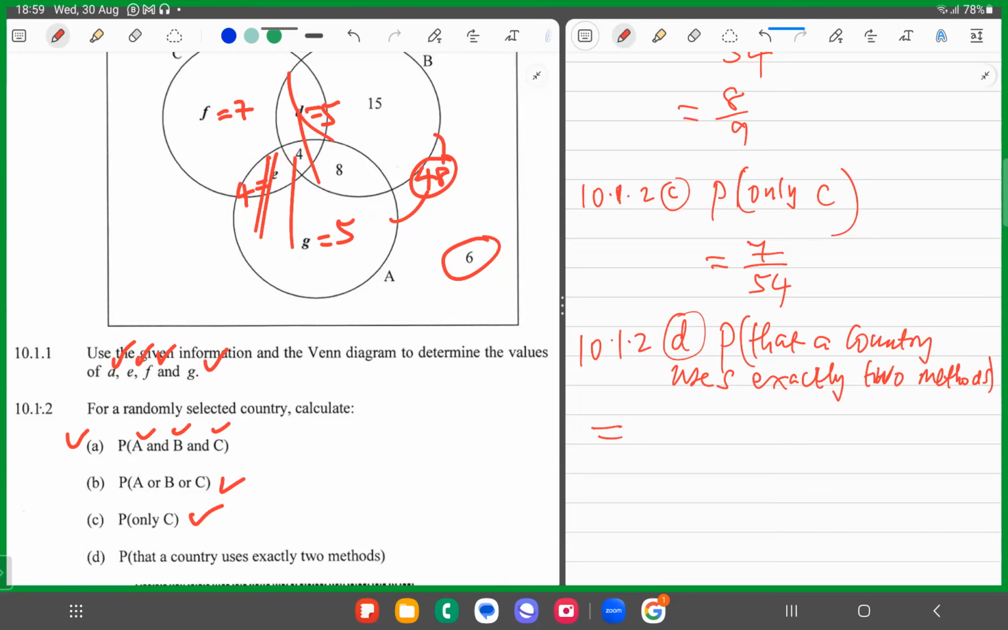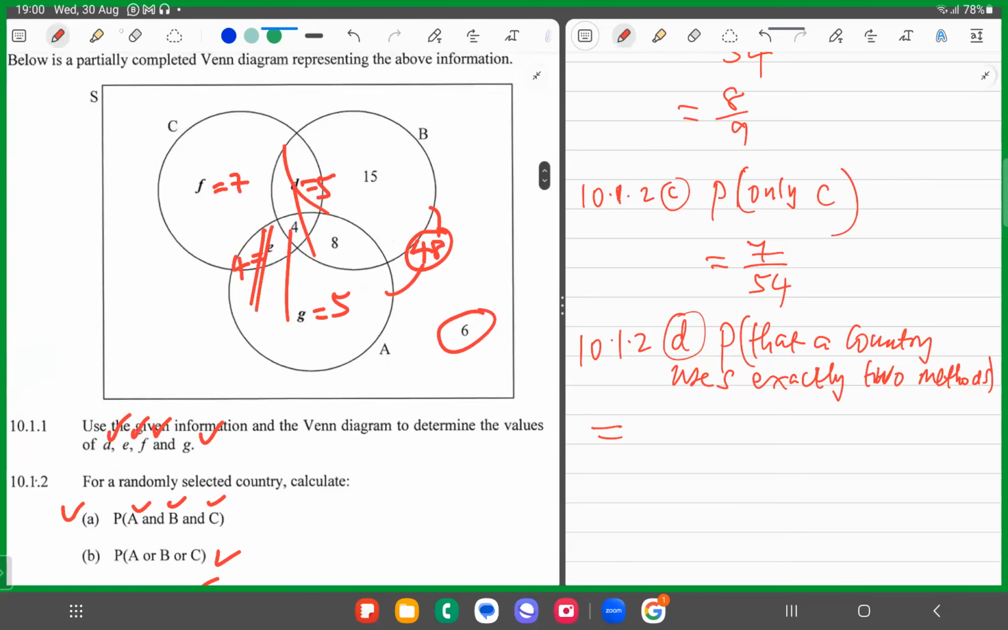Okay, let's continue. All right. So we have that. The probability of what? That a country uses exactly two methods. Let's analyze that one together.